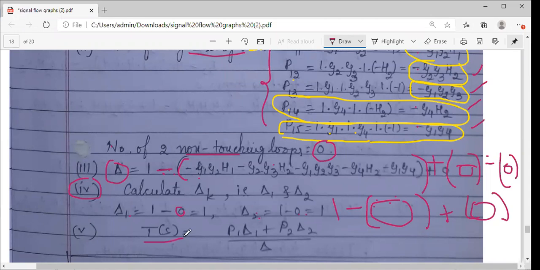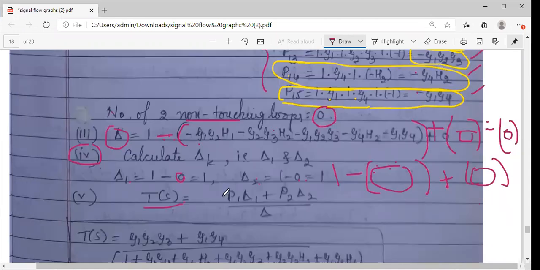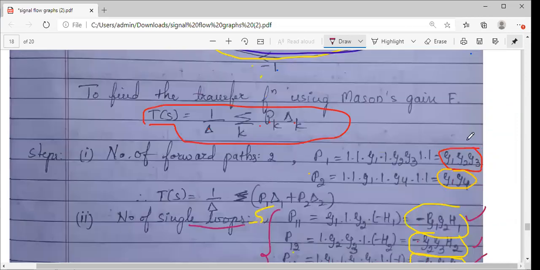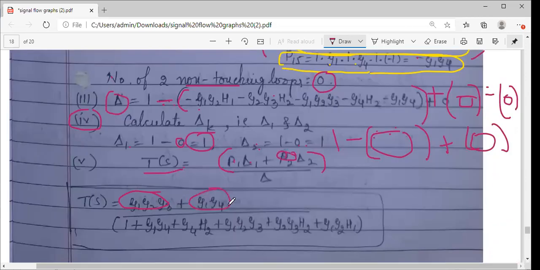So what is T of S? The last step: T of S is 1 by delta summation of Pk delta k. So two forward paths expanded, P1 delta 1 plus P2 delta 2. P1, P2 are the forward paths. I have written here first forward path into delta 1 which is 1, plus P2 is the second forward path, G1, G4. You can see first forward path and second forward path into delta 2.